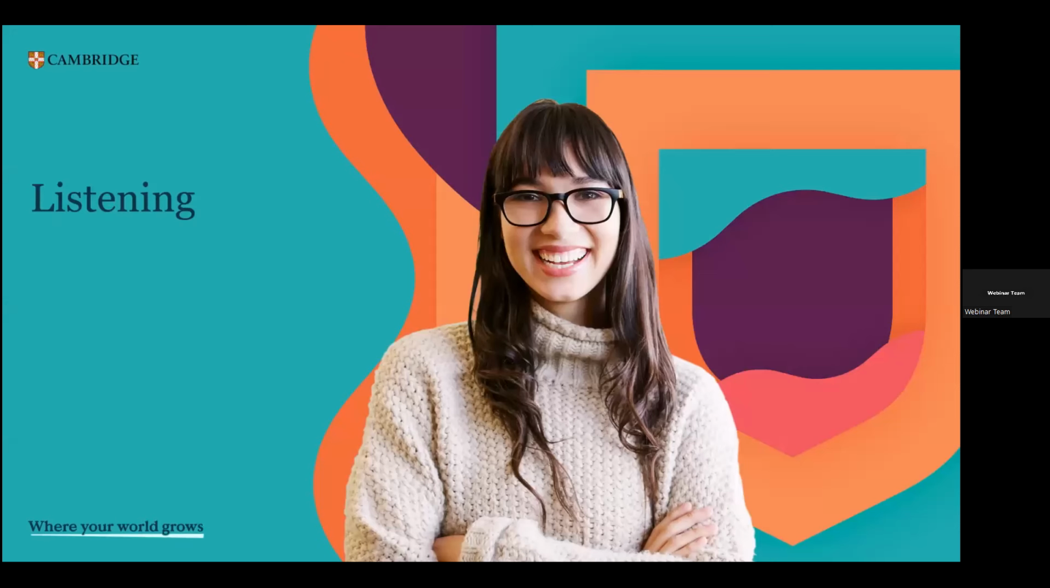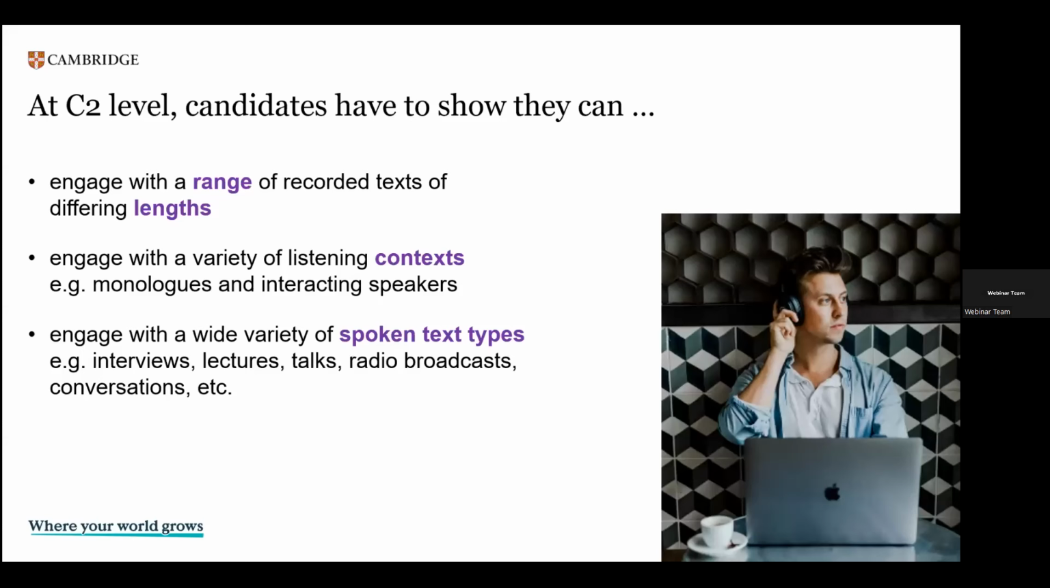Okay, moving on to listening. Listening is very similar, it's the same sort of range of skills, but now you're dealing with recorded texts rather than reading texts. There will be a range of different types of text, and there will be different lengths of text. Okay. And you'll be listening in different contexts as well.